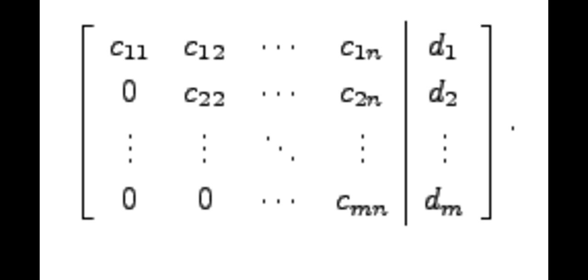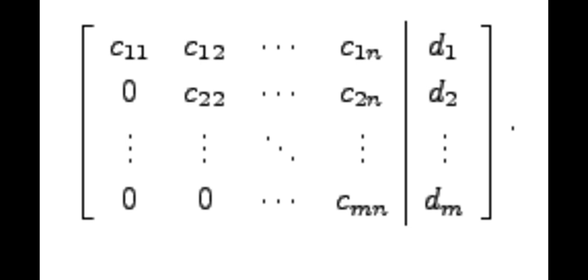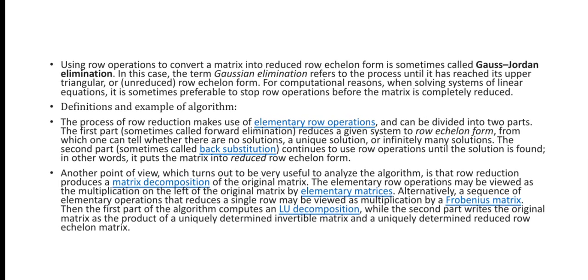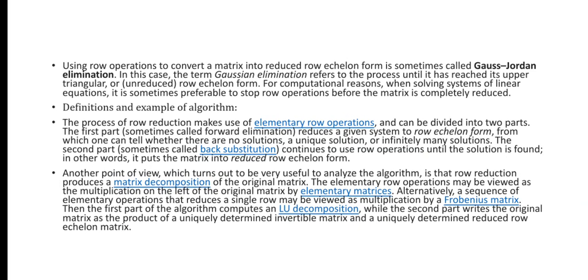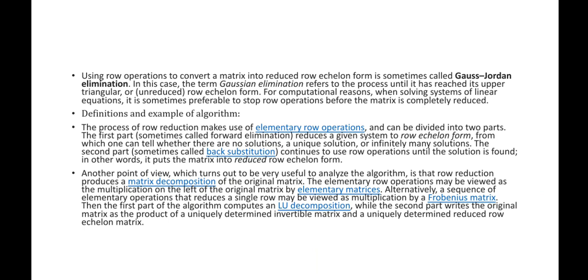Using row operations to convert the matrix into reduced row echelon form is sometimes called Gauss-Jordan elimination. While we are eliminating one column at a time, the term Gaussian elimination refers to the process until it has reached its upper triangular or unreduced row echelon form. For computational reasons, when solving a system of linear equations, it is sometimes preferable to stop row operations before the matrix is completely reduced. Definitions and example of the algorithm.